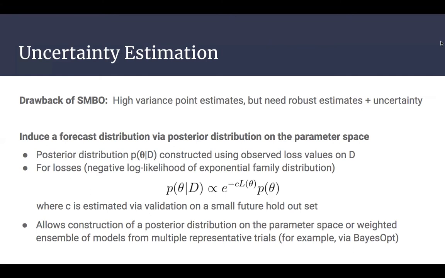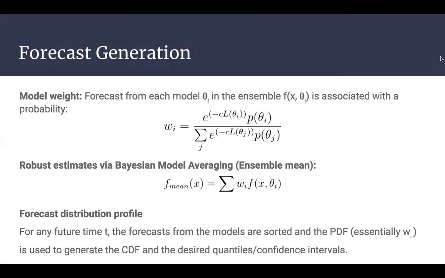Given multiple representative trials, we can employ this idea to construct a posterior distribution on the parameter space, essentially a weighted ensemble of models. Given an ensemble of these models, we associate each model theta i with a weight wi. We can then obtain robust estimates by considering the mean forecast. This is essentially Bayesian model averaging.